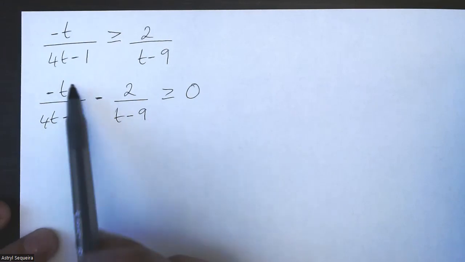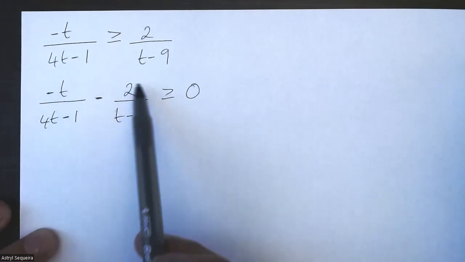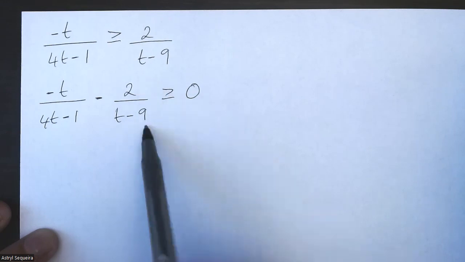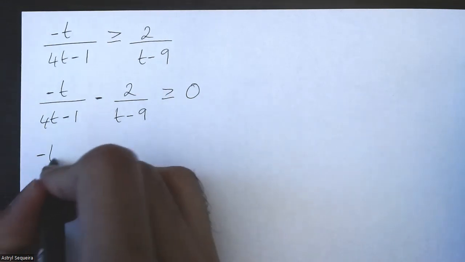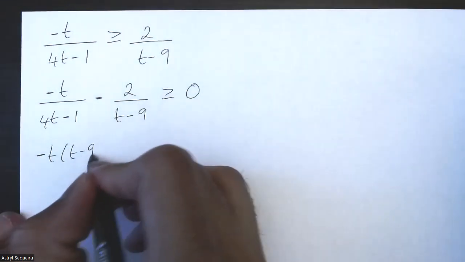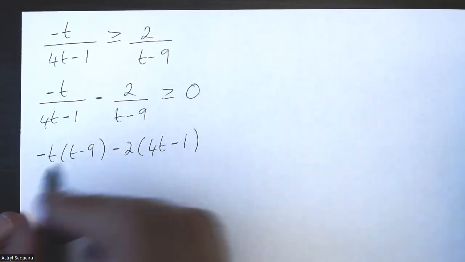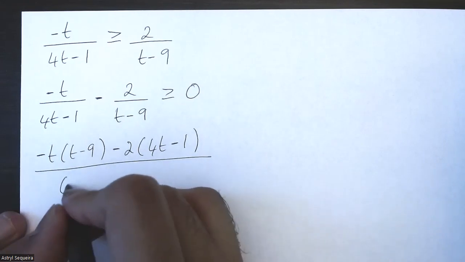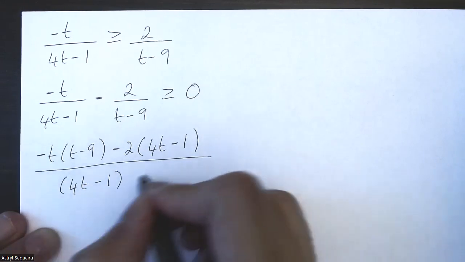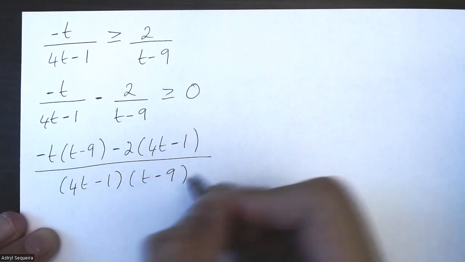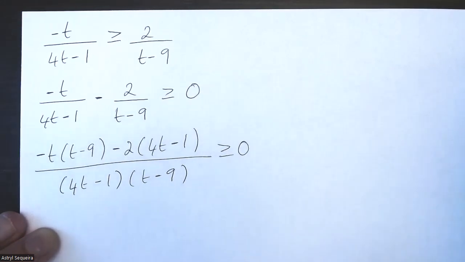So I'm going to multiply the top and bottom here by t minus 9. And I'm going to multiply the top and bottom here by 4t minus 1. So I have negative t times (t minus 9) minus 2 times (4t minus 1). And I have a common denominator now of (4t minus 1) times (t minus 9). And again, this is all greater than or equal to 0.